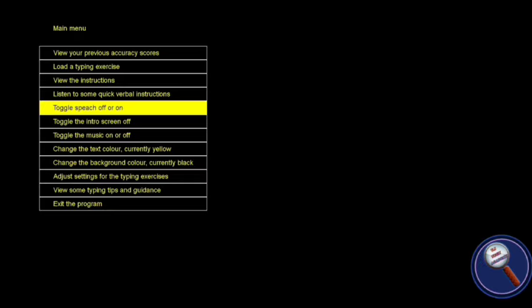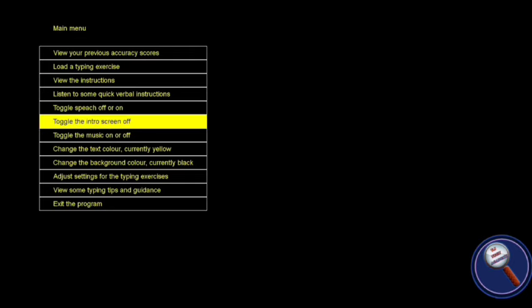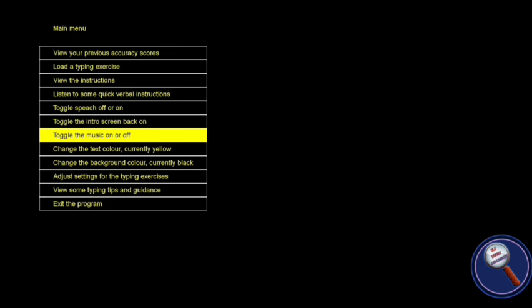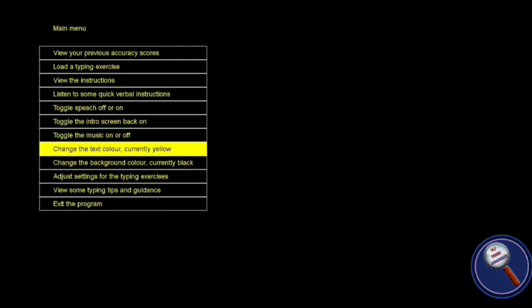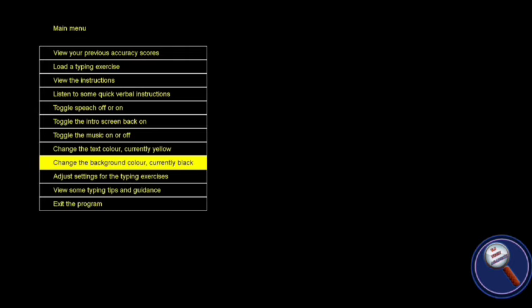It is not the screen reader, okay? It is a speech by this software. Toggle the intro screen off. You can turn off this intro screen. The intro screen has been turned off for a quicker program launch. Okay. Then toggle the music on or off. If you want, you can change the text color, currently yellow. Change the background color, currently black. So this you can do as per your requirements if you are low vision.